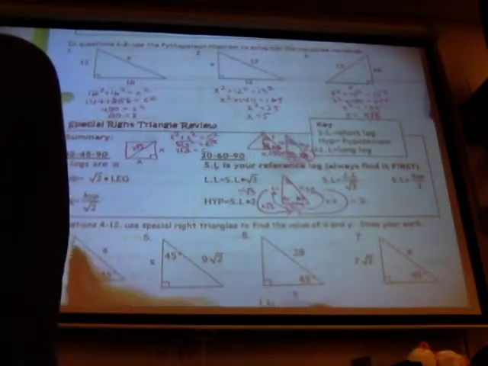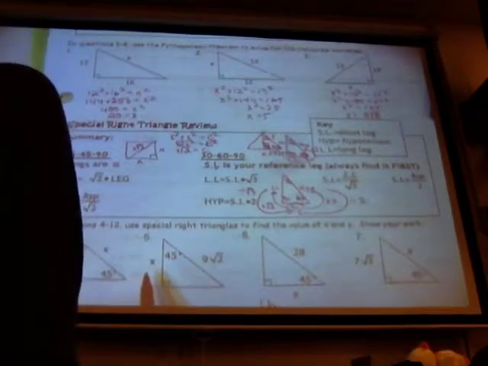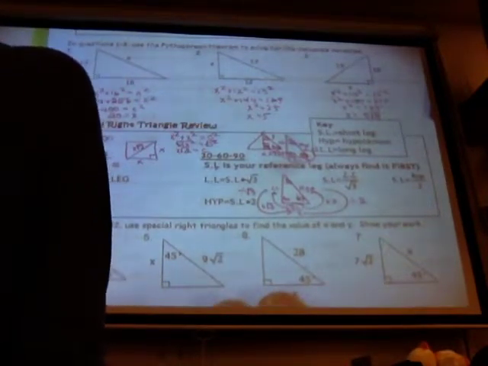If this is 13, what will this be on number 4? If this is 45, this is 45 because this is 90. X is what, Alex? 13 root 2. You're just going to multiply by root 2.